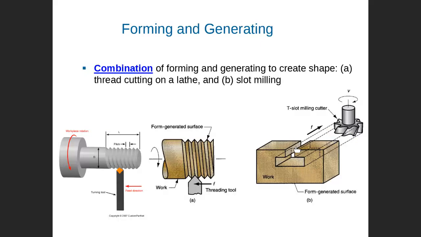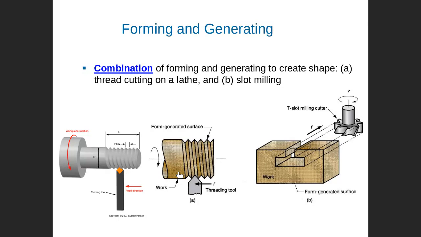There is whatever we call a combination. Some tools have a combination between generating and forming. Like what? Like threading. Threading means creating thread. Here, this tool creates thread. Actually, initially we are forming this kind of shape. This is a very special tool. It has a certain angle to create the shape of the thread, to generate and create.